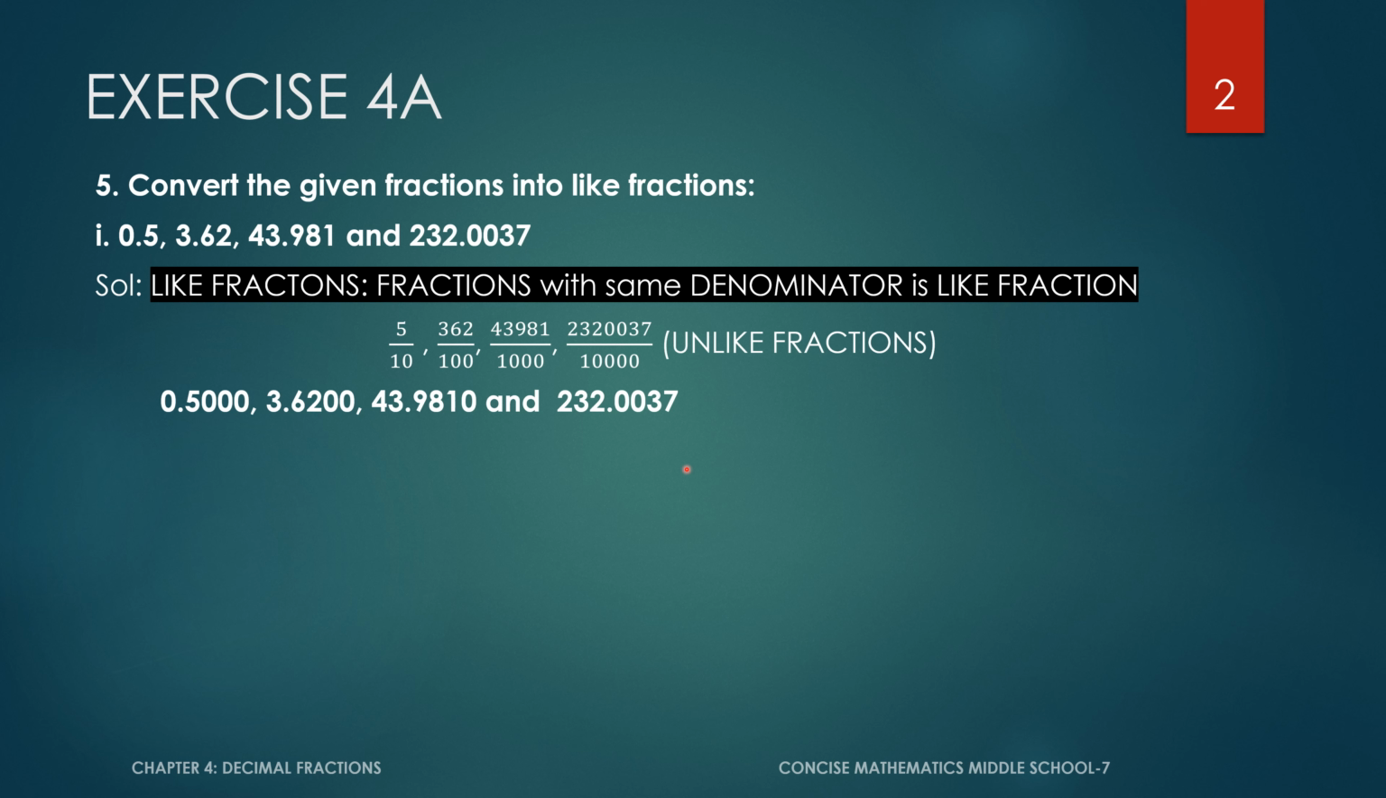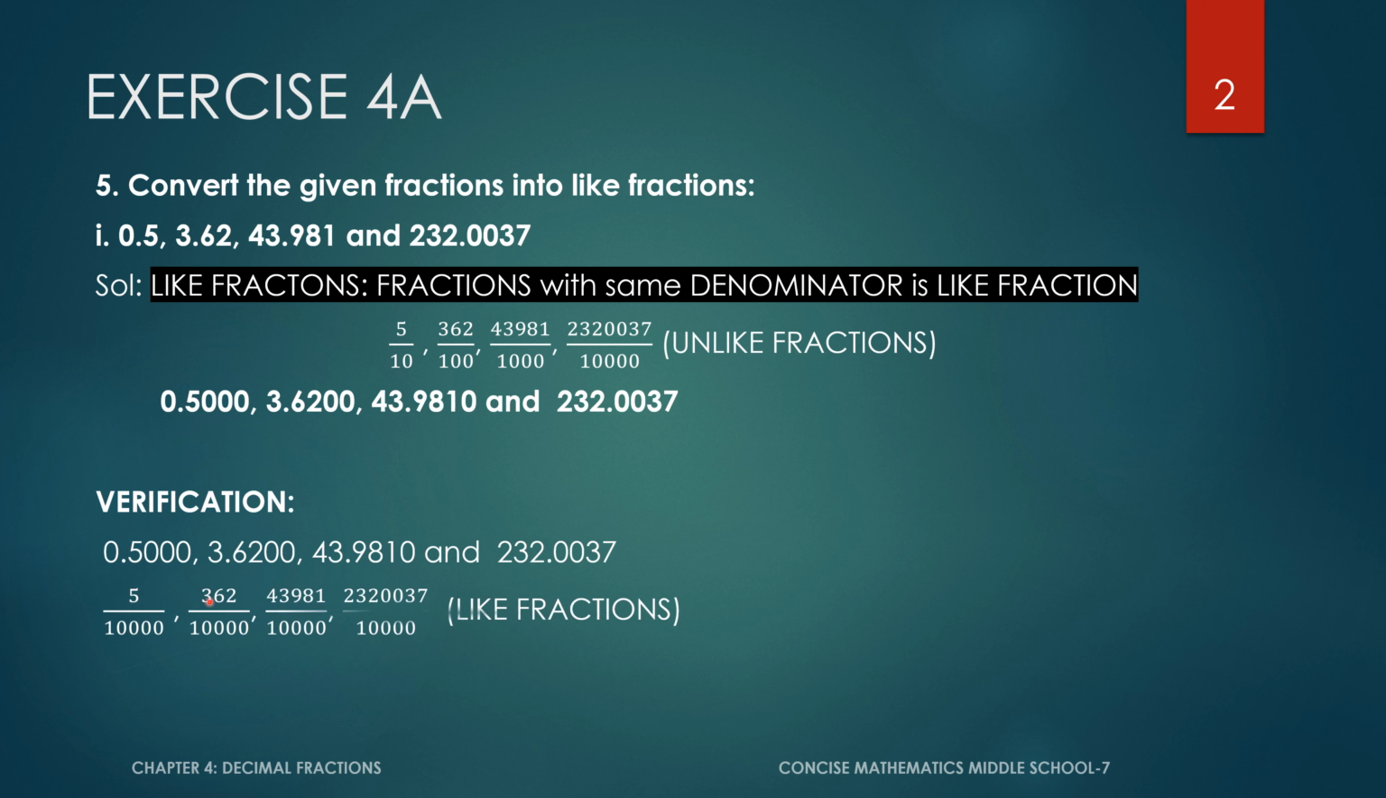For your understanding, let's make the verification. How to verify whether it is like fraction or not? Similarly, as I said, to remove this point, after the point you are having 1, 2, 3, 4 numbers, right? So just put 4 zeros in the denominator. Similarly, I have written for all these 4 fractions. So this is what I have got. See, the denominators are equal now. So we have changed it into a like fraction successfully.